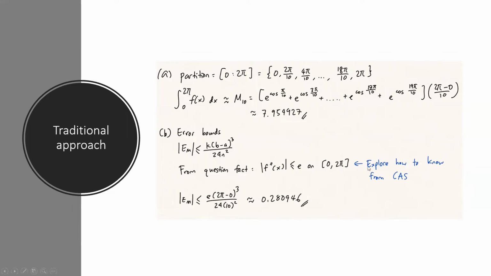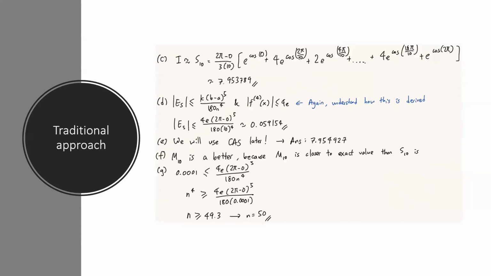In part B, the question has already told us what K is, so we just have to substitute the value into the equation. But what if the question doesn't give the value of K? We will explore how to get its value from CAS later. In parts C and D, it's similar to what we did in parts A and B, substituting the corresponding values into the formula. In part E, we will do it in CAS. In part G, we know that the error bound is less than or equal to 0.0001, and we set up the inequality, then we can solve it.